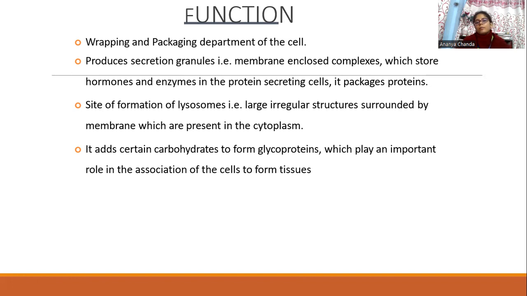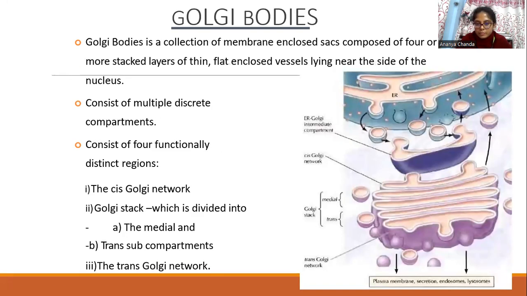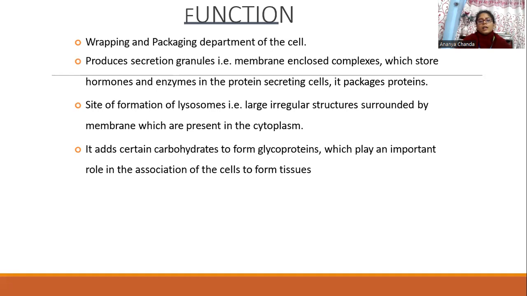It is a site of formation of what? Lysosomes. So that is the large irregular structure surrounded by the membrane which is present in the cytoplasm. Then it contains what? The carbohydrates which form the glycoproteins, and these are the crucial substances which help in the association or development of the cells into tissues.